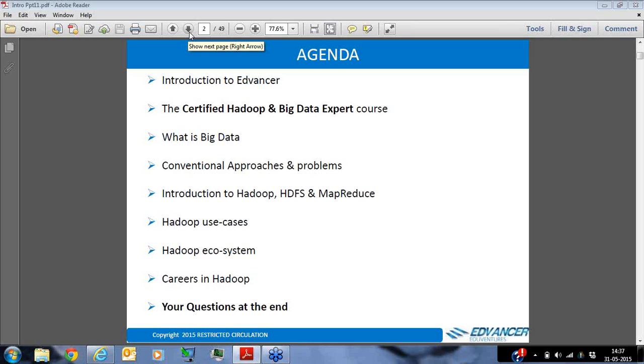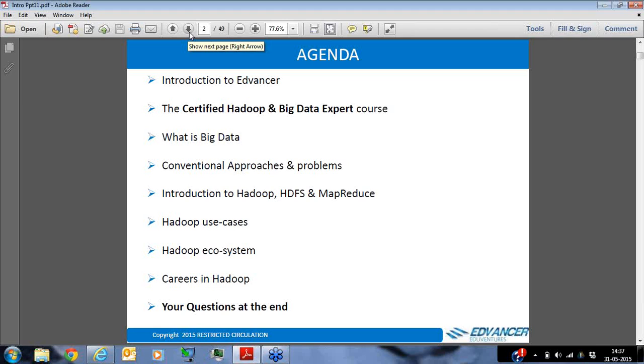We'll talk about what exactly is big data after that. I'm sure all of you have heard of big data, but many of you may still have a lot of confusion as to what exactly it is. We'll speak about what are the conventional approaches and problems to solving data management issues.